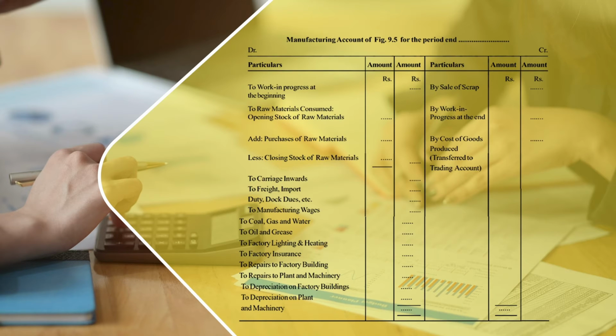So this cost of goods produced is generally transferred to the trading account. It will be transferred to the debit side of the trading account. Like when we make a transfer, if the balance of the manufacturing account is written in the credit side, then it will be transferred to the debit side of the trading account. If there is a balance in the debit side of the manufacturing account, then that balance will be transferred to the credit side of the trading account.